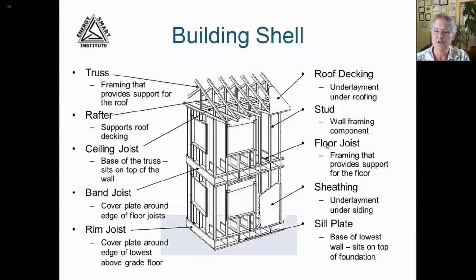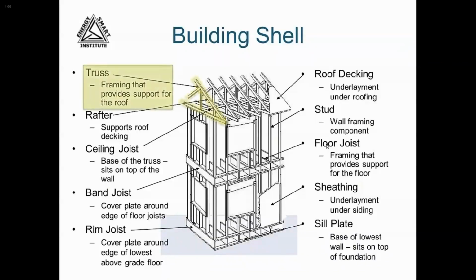So taking a look at this drawing, the truss is the framing that provides support for the roof. It's the triangle that you're seeing here. Truss is the term for the entire structure that sits in the attic and provides support for the roof and the roofing material. The top of the truss, the part that supports the roof decking, is called a rafter.